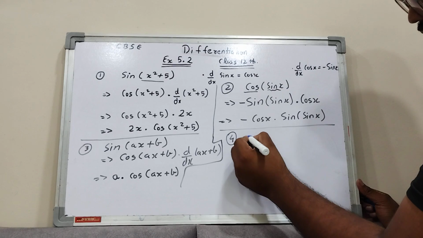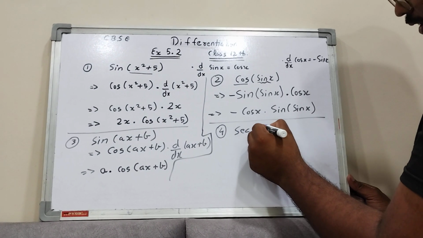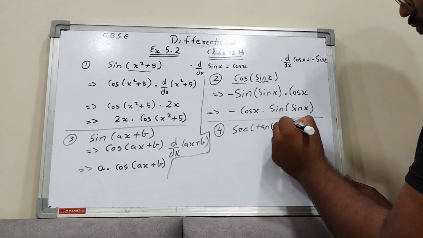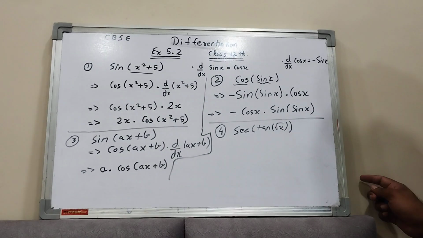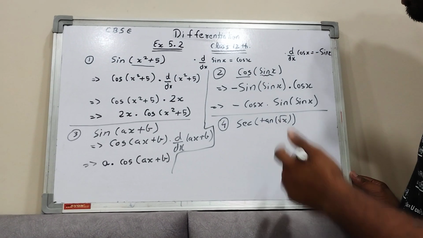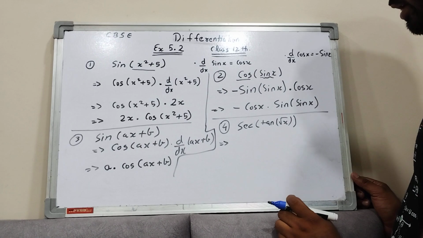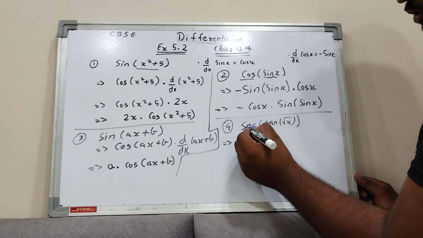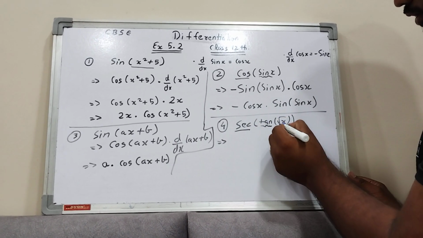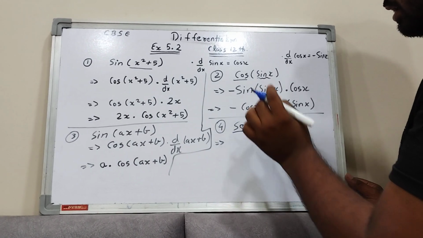Now let's go with the fourth question. The fourth question is sec of tan of root x. I have already shown the differentiation of this in one of my previous videos, but since we are doing the questions, let me solve it over here again. Again the chain rule will be followed. First we will differentiate this sec, then we will differentiate this tan, and then we will differentiate this root x. First of all, the differentiation of sec x is sec x tan x.